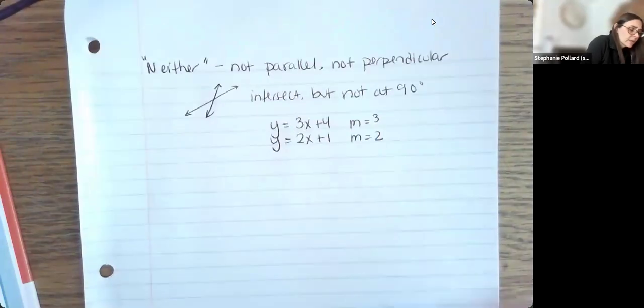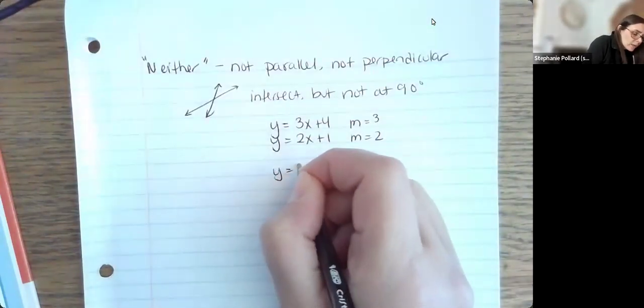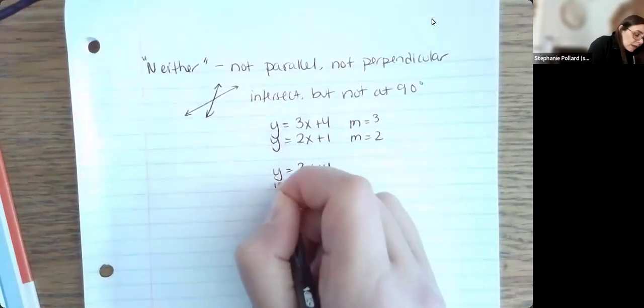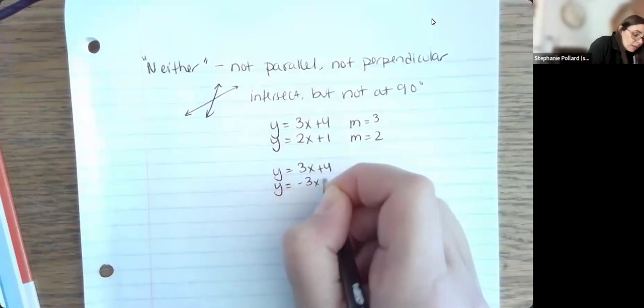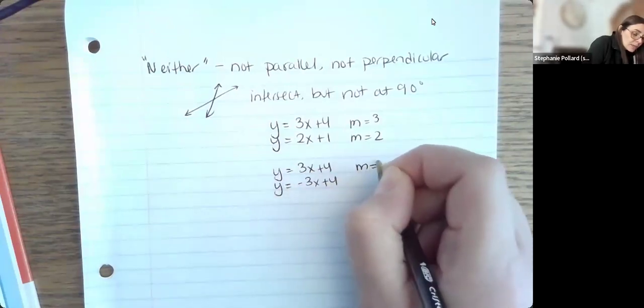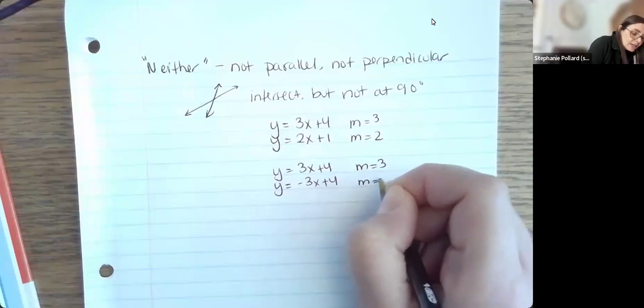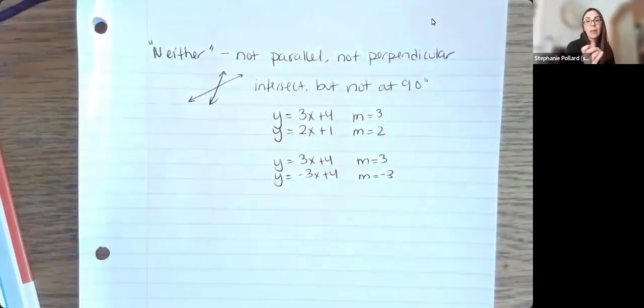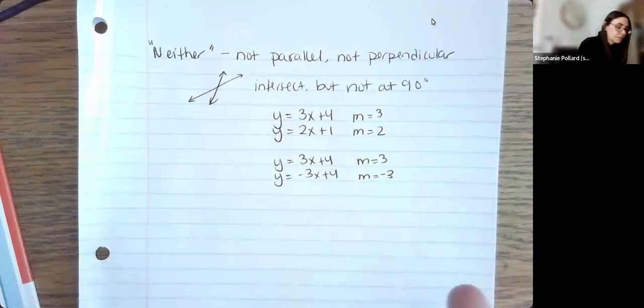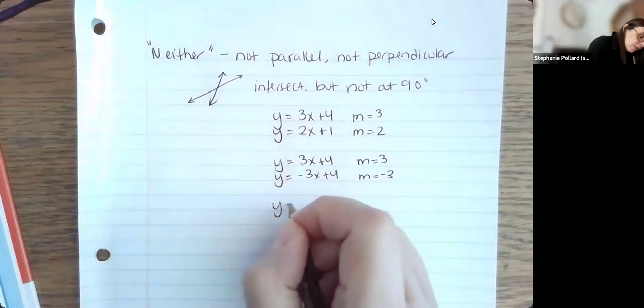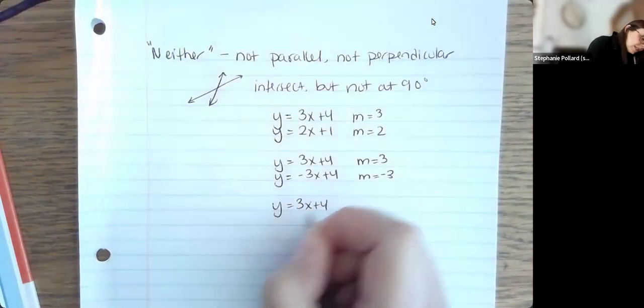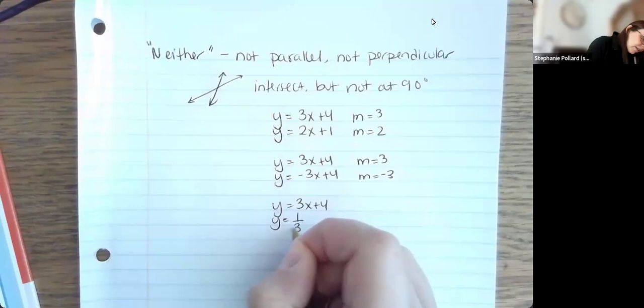You could also have something like this. So y equals 3x plus 4 and y equals negative 3x. So this one kind of always trips up students because they see that negative sign change, but because there's no flipping, it's not perpendicular. You need both of those things to happen for something to be perpendicular. So this is actually a neither. And the same thing is true if instead I had a 1/3 here.